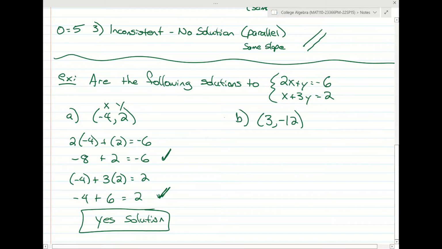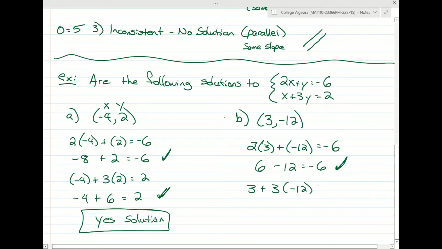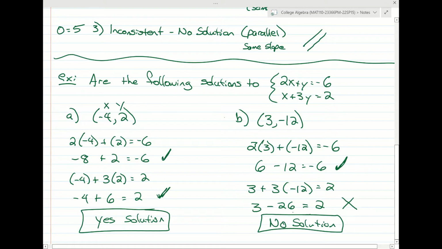Let's try 3, -12. If we plug 3 in for x, 2 times 3 plus -12 is equal to -6. Let's see. 6 minus 12 is definitely -6. So that looks good. And then if we plug it into the second one, 3 plus 3 times -12 is equal to 2. Well, 3 minus 36 is absolutely not 2. So we'd say that this is no solution. When you get an answer, you could always check to see if it makes sense.